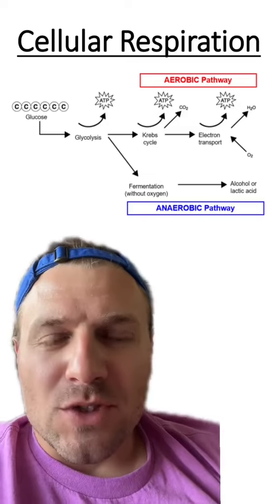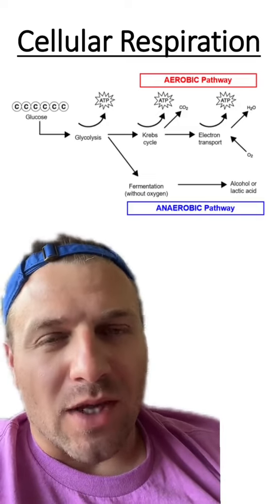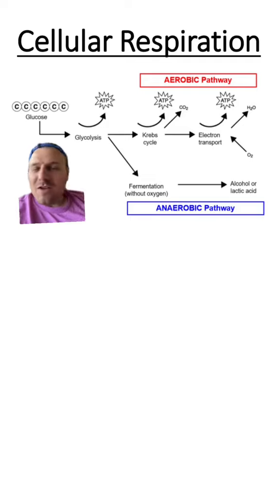Let's go over the difference between the aerobic and anaerobic pathway within cellular respiration. First off, both of these processes are going to start off with a molecule known as glucose. Glucose has the molecular formula of C6H12O6. But typically, when we look at cellular respiration, we're only going to really focus on the carbons.